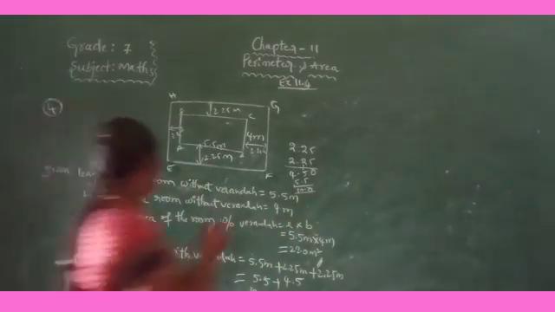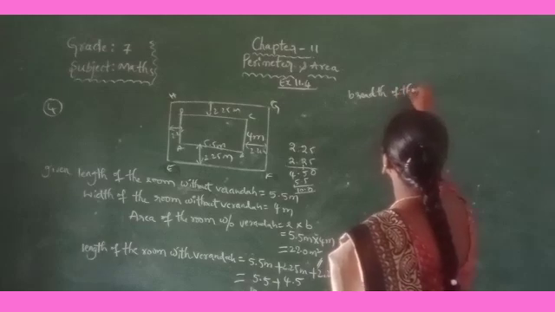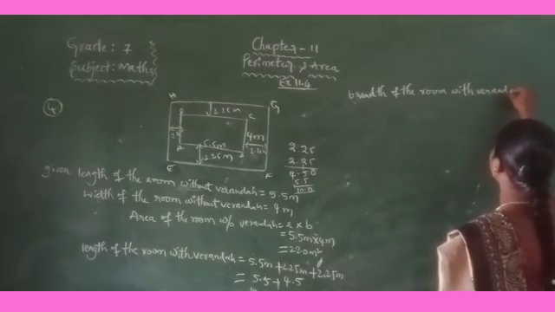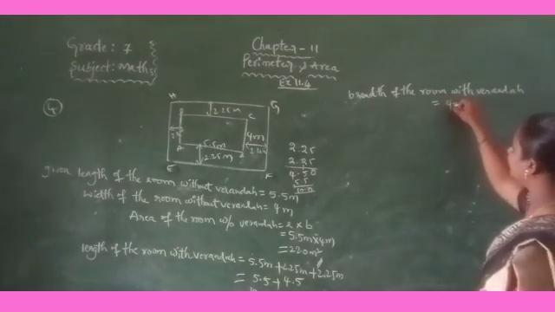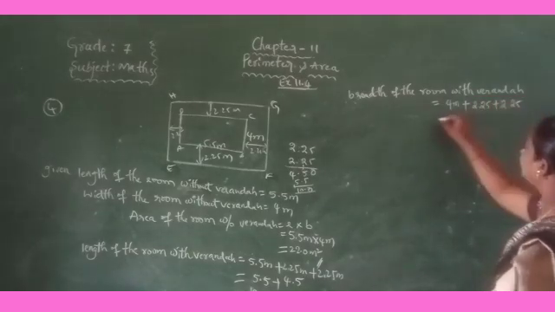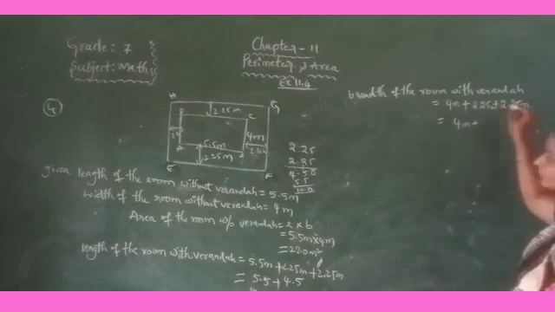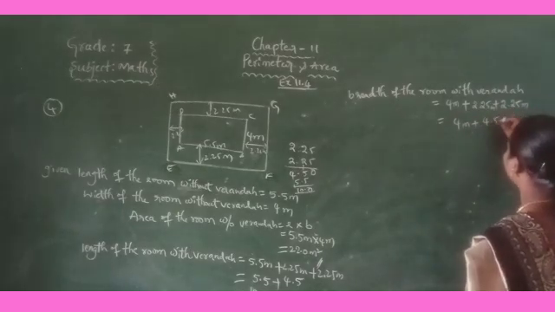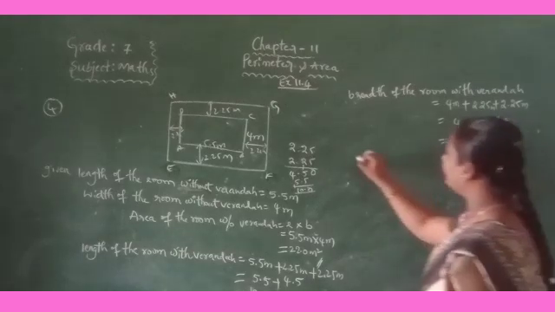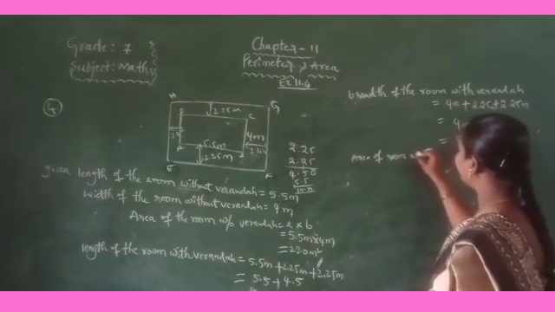So with veranda, the length is 10 meters. Similarly, the breadth or width of the room with veranda: the width is 4 meters and each side has built the veranda of 2.25 meters. Is it clear? So that is 4 meters, plus 2.25 and 2.25 is 4.5 meters. 4 plus 4.5, very good, 8.5 meters.